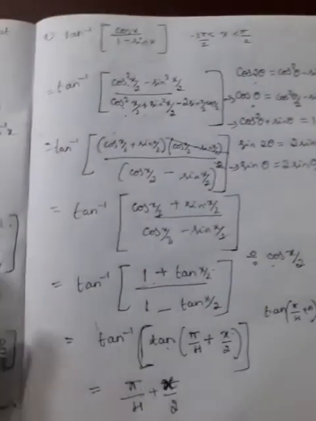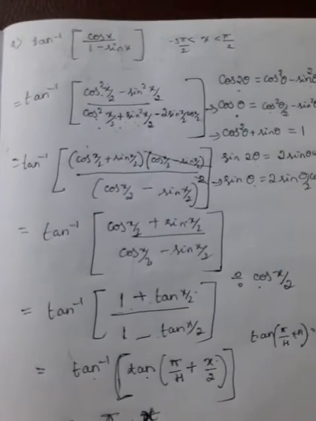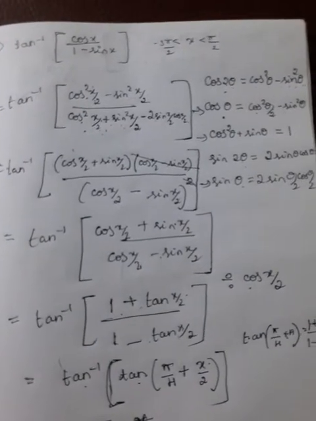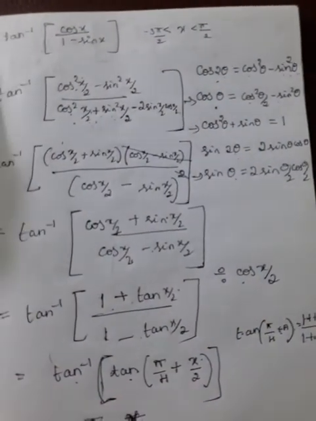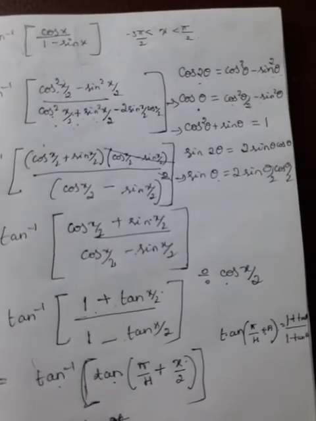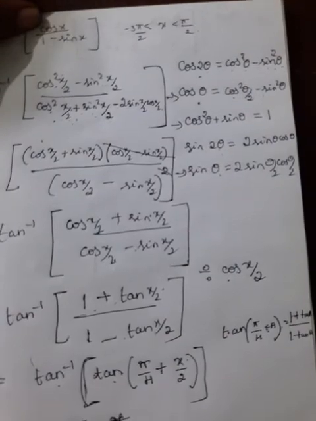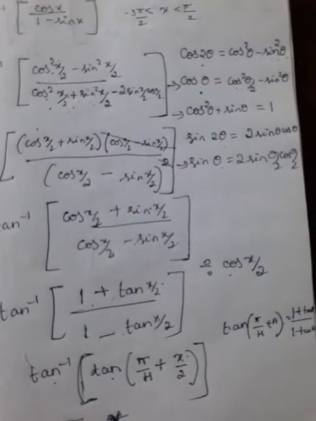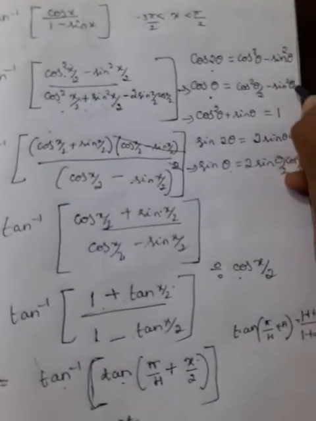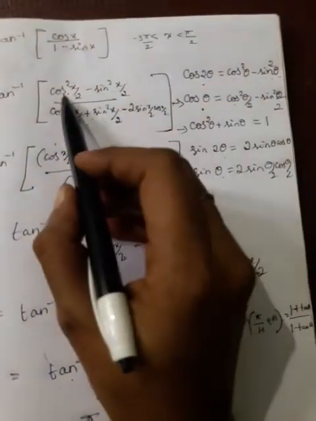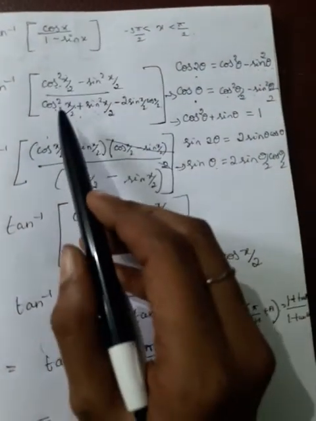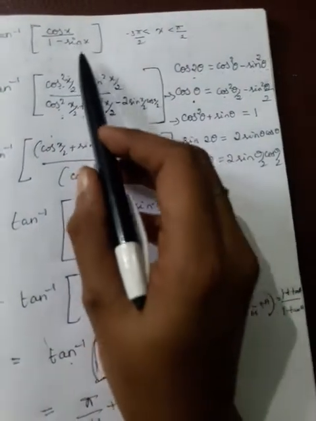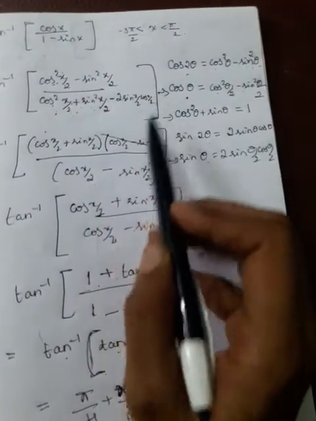Understood? I will explain once again. Tan inverse of cos x divided by 1 minus sin x. You have to simplify this one, convert it into the simplest form. Cos x can be written as cos square of x by 2 minus sin square of x by 2. Apply here, and 1 can be written as cos square plus sin square, and sin x can be written as 2 sin x by 2 into cos x by 2.